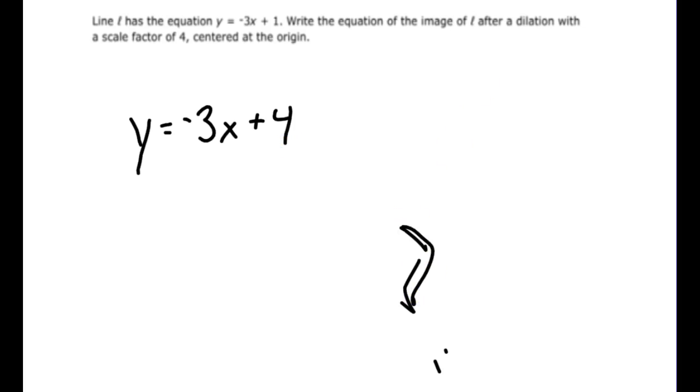If we're starting with y equals negative 3x plus 1, we have scale factor of 4. To come up with the new equation, it's going to be y equals, the slope will not change, they're parallel lines, negative 3x multiply 1 by 4, so we get plus 4. So that is the equation for a line after a dilation with a scale factor of 4.